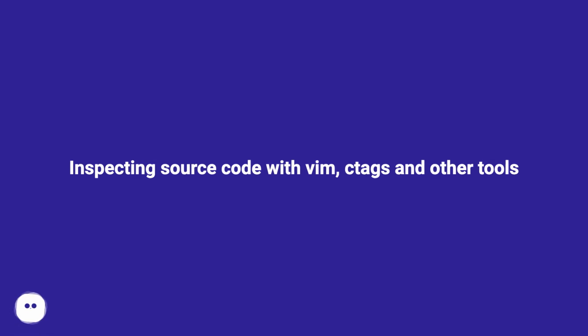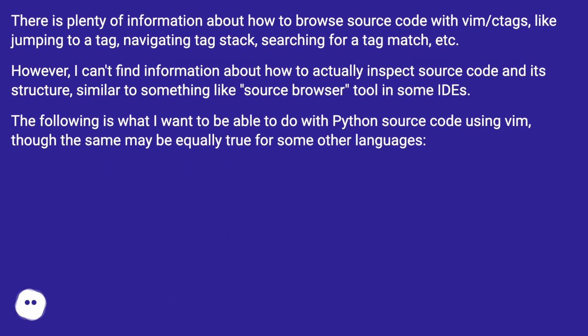Inspecting source code with Vim, Ctags and other tools. There is plenty of information about how to browse source code with Vim Ctags, like jumping to a tag, navigating the tag stack, searching for a tag match, etc. However, I can't find information about how to actually inspect source code and its structure, similar to something like a source browser tool in some IDEs.